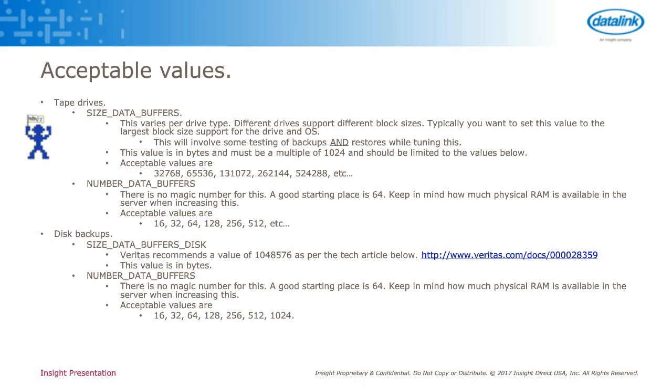as well. For disk-based backups, you'll use the size data buffers disk. Veritas has a canned number that they recommend using. They recommend using a 1 meg buffer, and that's represented by having the file size data buffer disk and having a value of 1048576 set in that file.